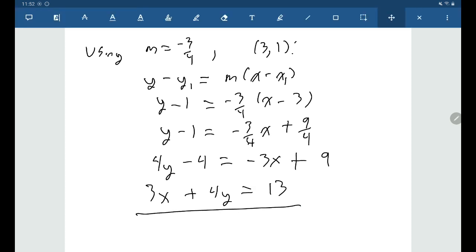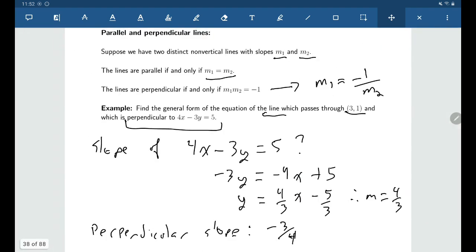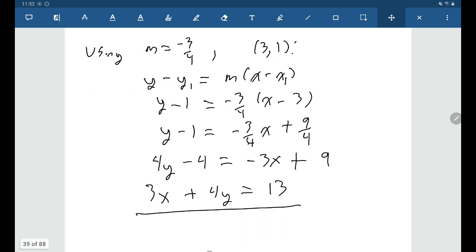So this line that I've created should be perpendicular to the line that I had on the previous page, the 4x minus 3y equals 5. As a fun little exercise, you can try to graph both lines and see from your graphing, does it appear that both of these lines meet at a 90-degree angle? They should, based on the math work that we've done, and that's a nice little graphing exercise for you to carry out.